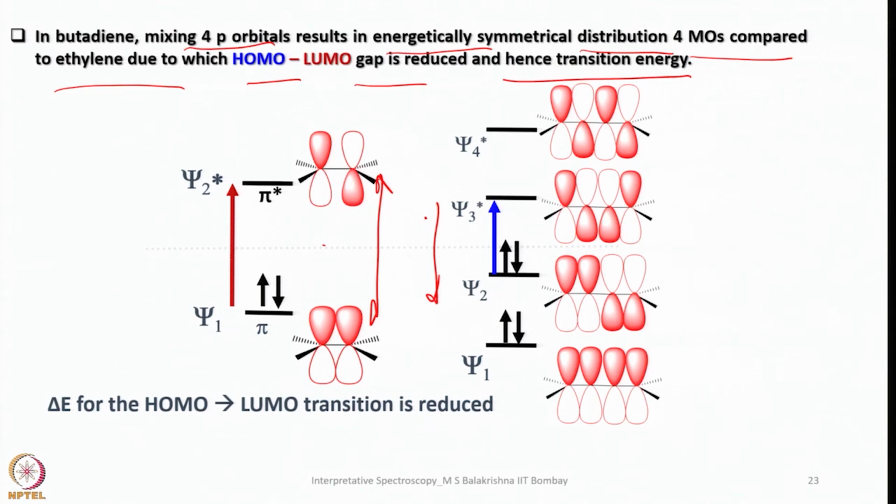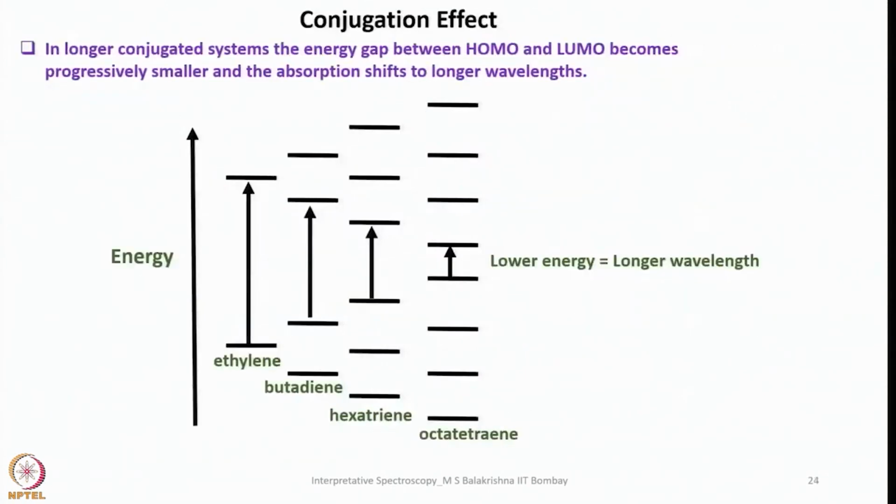That means conjugation decreases the HOMO-LUMO gap and hence it will be a red shift. So conjugation effect can be seen for different transitions with the different systems. The longer conjugated systems decrease the energy gap between HOMO and LUMO, and it progressively becomes smaller and absorption shifts to longer wavelengths. So you can see here ethylene to butadiene to hexatriene to octatetraene. So that means you start from one double bond, two double bonds conjugated, three double bonds conjugated and four double bonds conjugated. You can see very nicely the energy gap is diminishing and shifting towards the longer wavelength. So this is called conjugation effect.